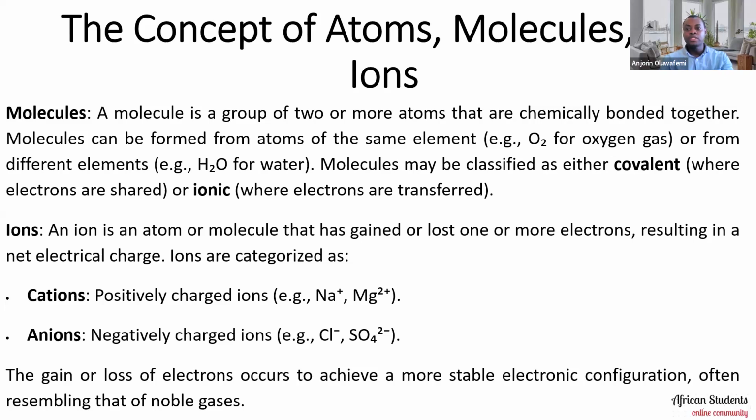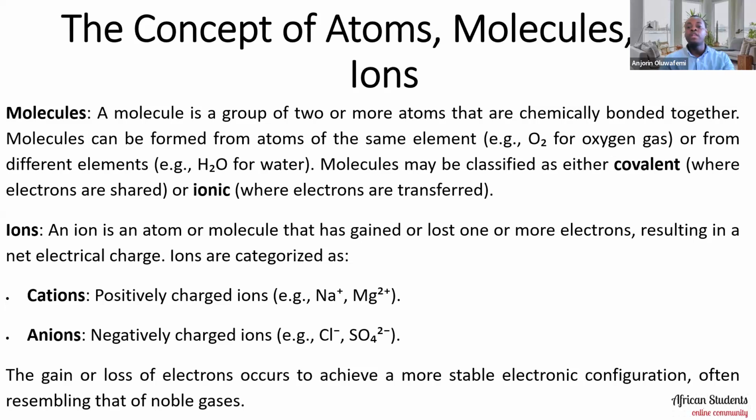The next thing that we need to define is an ion. An ion is an atom or molecule that has gained or lost one or more electrons, resulting in a net electrical charge. Ions are categorized as either cations or anions. The cations are positively charged ions, for example sodium ion, magnesium ion. Those are positively charged ions called cations, while the negatively charged ions are called anions, for example chloride ion, sulfate ion, and so on.